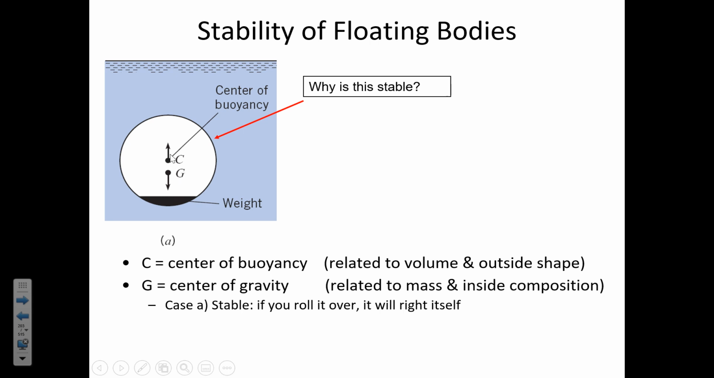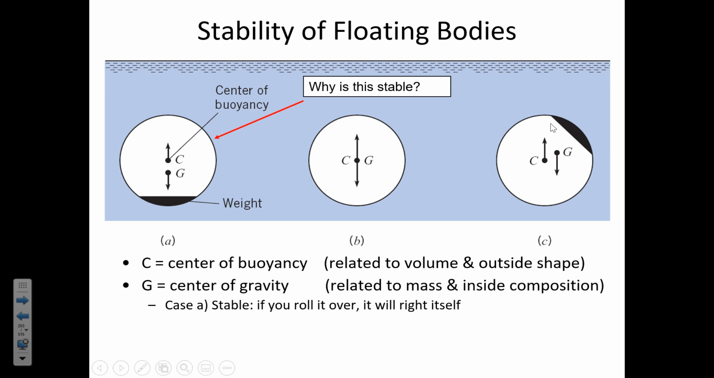The C will stay in the same location if you rotate it. It's not moving. But if you rotate it, G, let's say if you turned it counterclockwise, G would move up and to the right. And that's what's depicted here in image C. So if you rotate it, what that's going to do is it's going to naturally right itself because G is acting downward. That's the center of gravity. The center of buoyancy is acting upward.